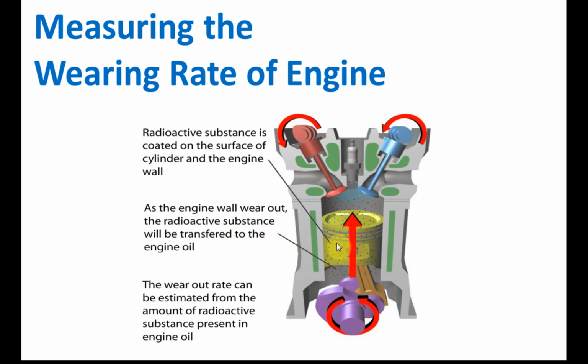The radioactive substance is released into the engine oil, so we use detectors to measure how much of these radioisotopes we have in the engine oil. Then we know the wearing rate. If there's a lot of radioisotopes inside the engine oil, it means that the wearing rate is very high. But if there's just a little radioisotope, it means that this is good engine oil and the wearing rate is very low.